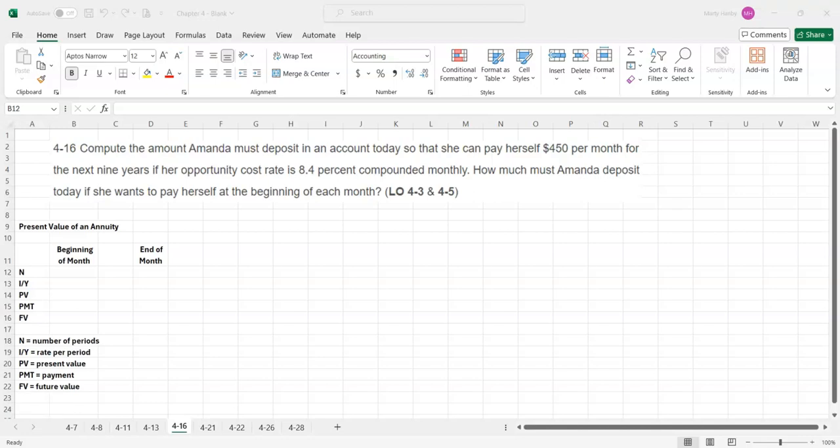Okay, this is problem 16 from chapter 4 of CFIN7. It's a present value of an annuity problem. The present value annuity answers the question, how much is a series of equal payments in the future worth today? So the problem asks for the payments at the beginning of the month. I'm also going to do the calculation at the end of the month.